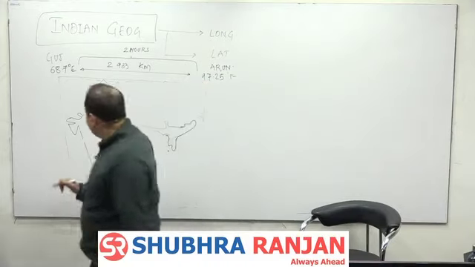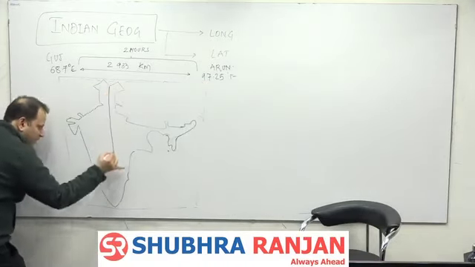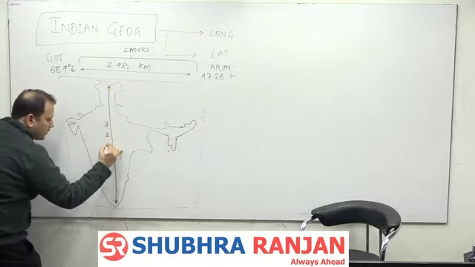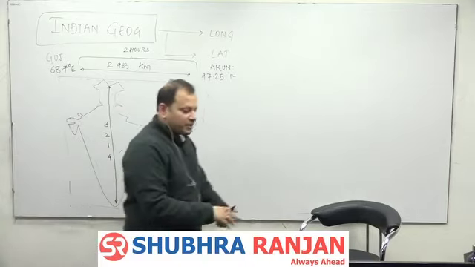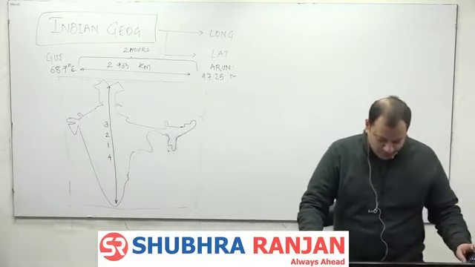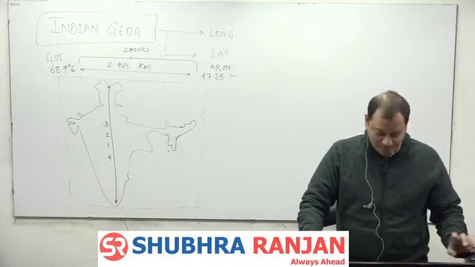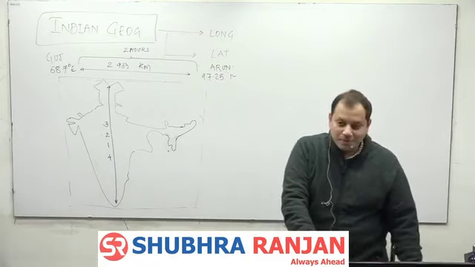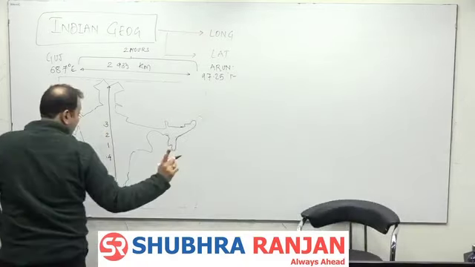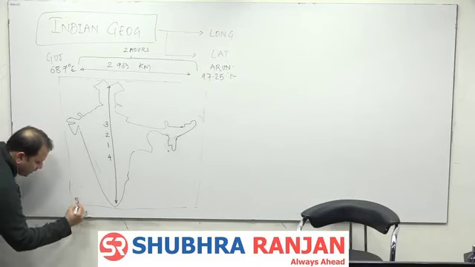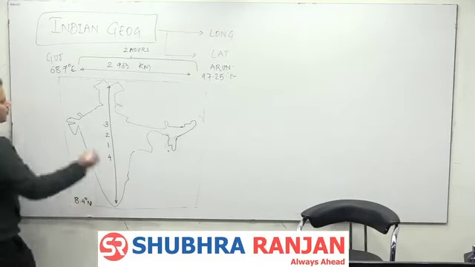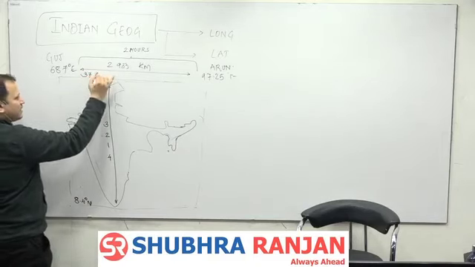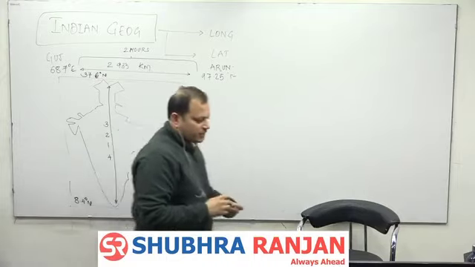Fine with this? Second, the latitudinal extent of India is somewhere around the kilometers में 3214 kilometers. The latitudinal extent of India is 3214 kilometers between 8.4 degree north. We are not considering Andaman Nicobar इसमें 8.4 degree north to 37.6 degrees north.